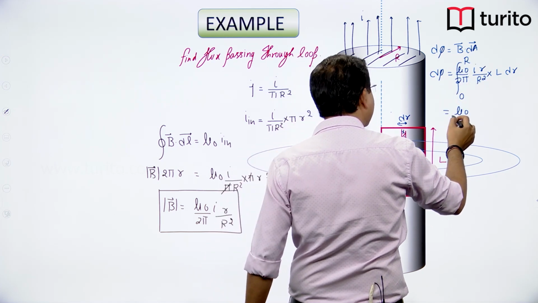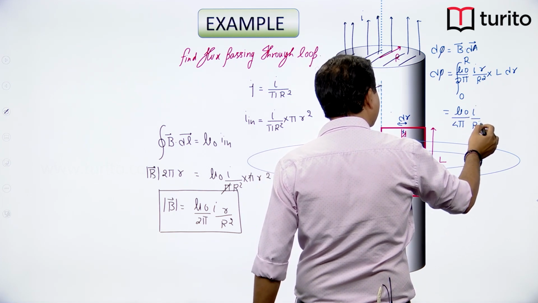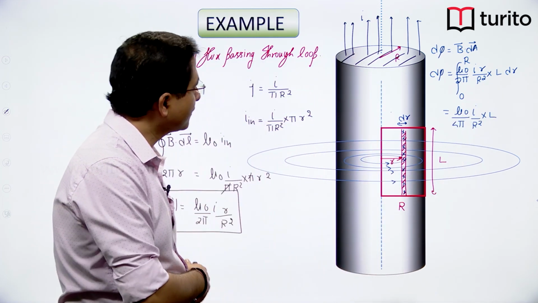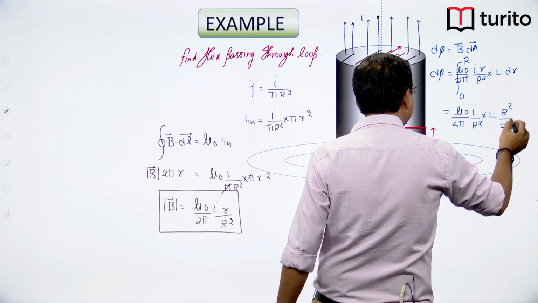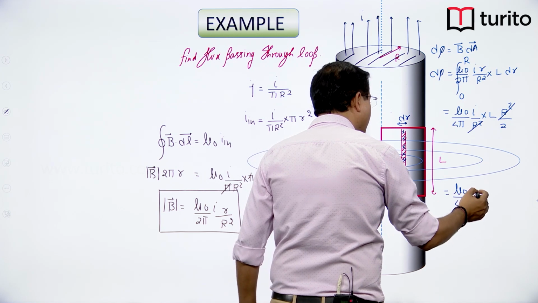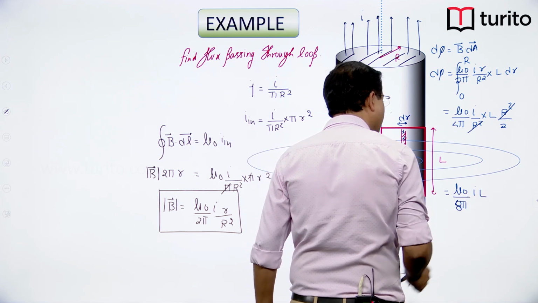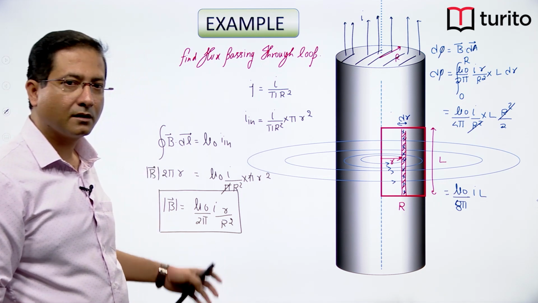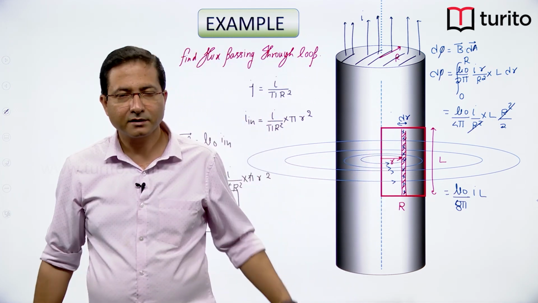Then we have mu naught upon 4 pi, I divided by r square into L, look at this one, r to the power 1, integration r square by 2. So, upper limit minus lower limit, you will get r square by 2. So this r square is getting cancelled out, and we are getting mu naught upon 4 pi, and in fact this will become 8, I L. Okay. So this will give you flux passing through this area. I hope this example is clear, very simple example.